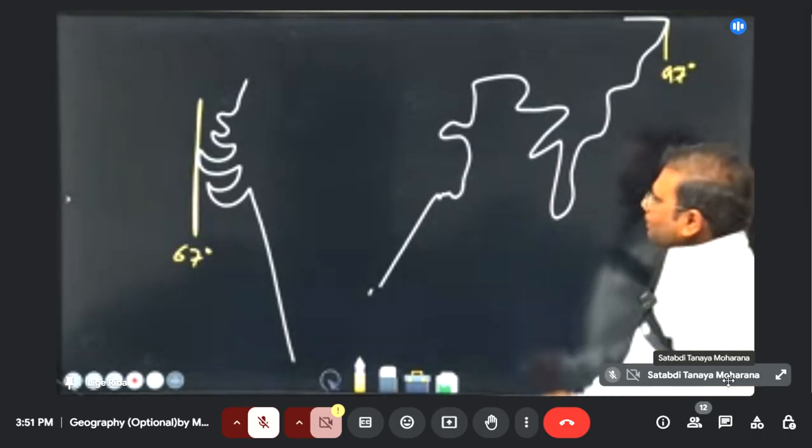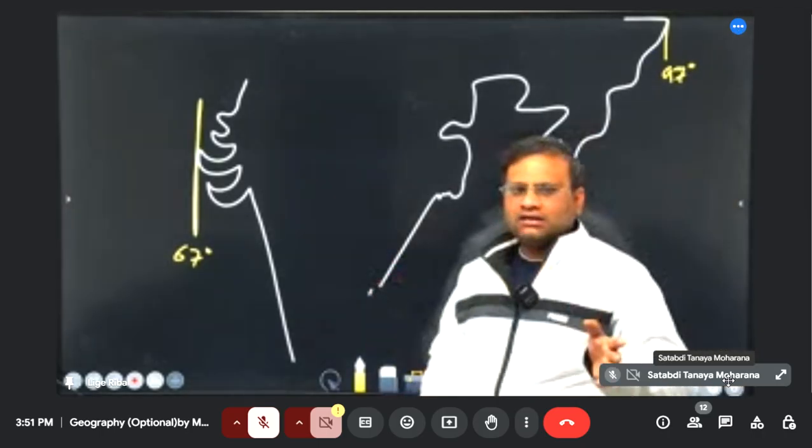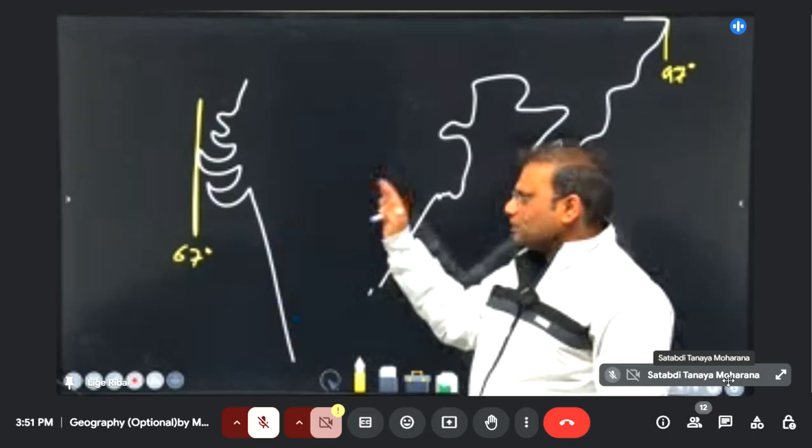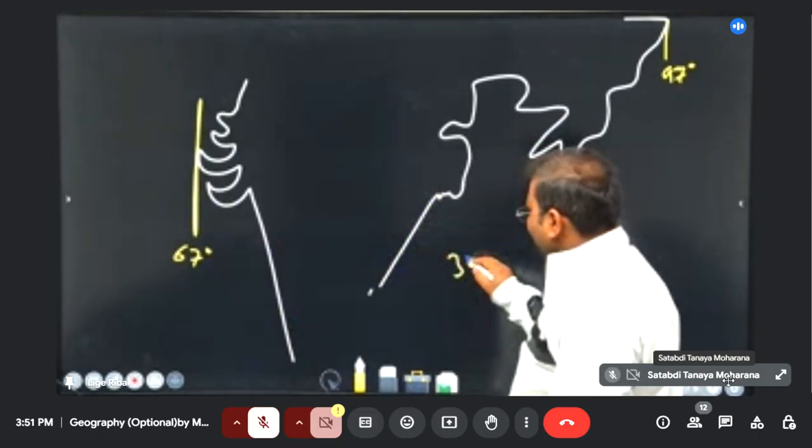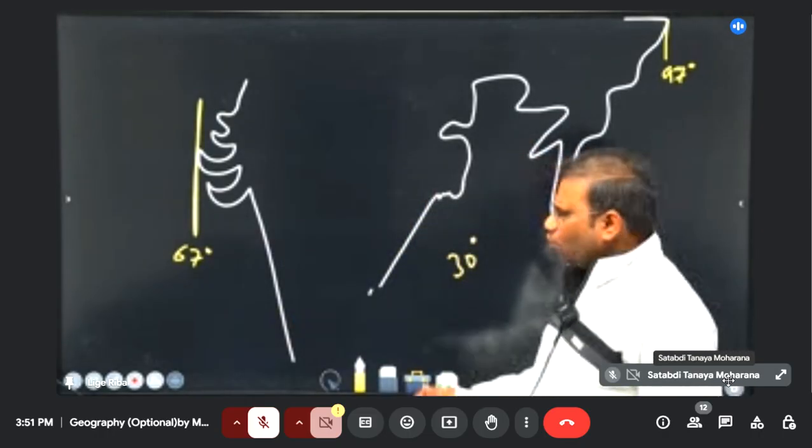So overall, there is a difference of 30 degree, na? 30 degree longitude, 67, 77, 87, 97. So overall, there is a 30 degree longitude difference. Two longitudes are 4 minutes away.